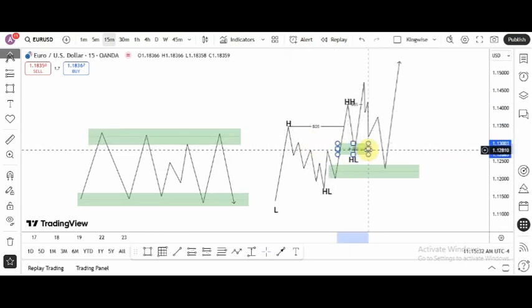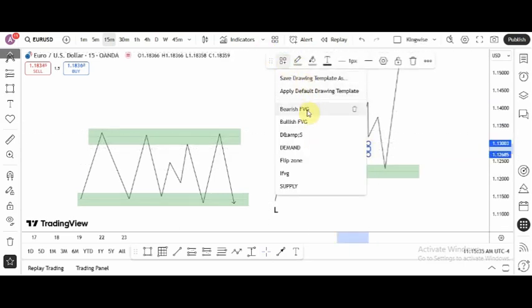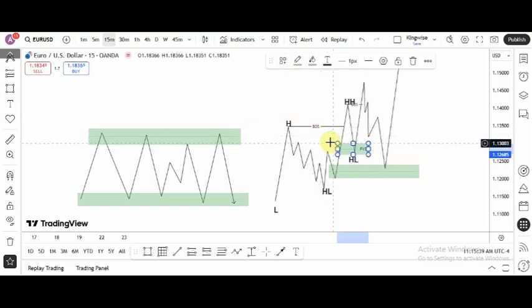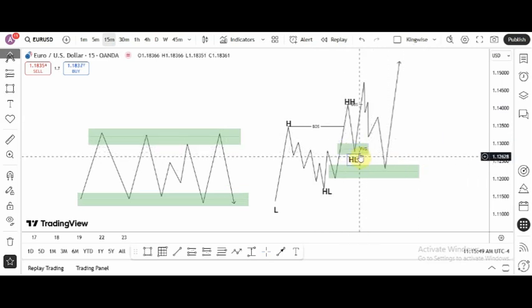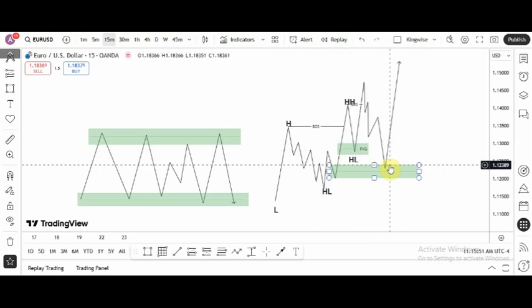I think I've talked about fair value gap in my previous teaching, so you can just go to my page and look for the teaching on fair value gap. So I've talked about fair value gap.